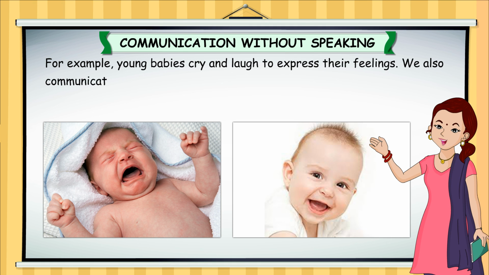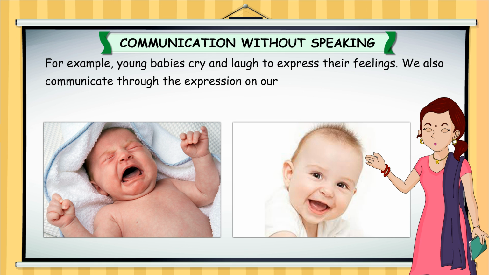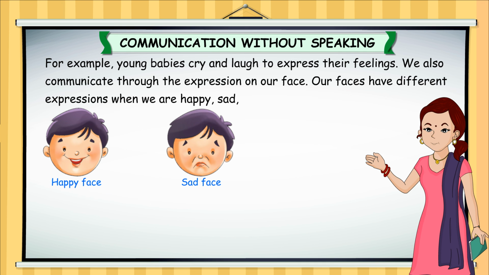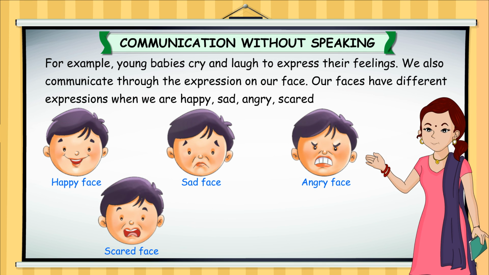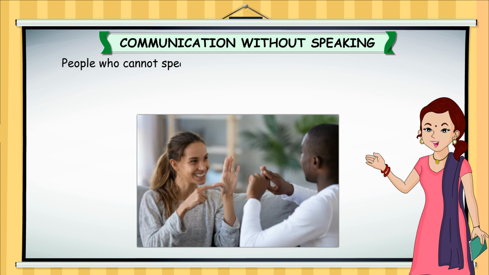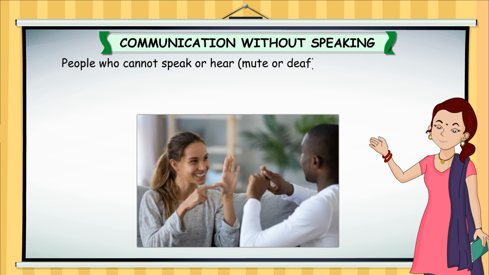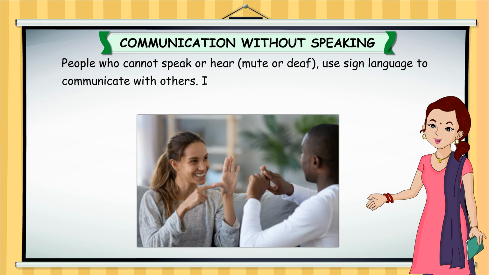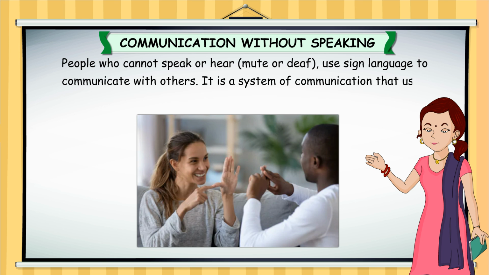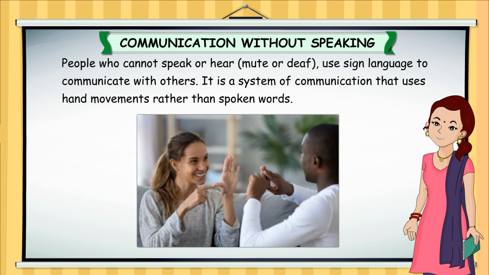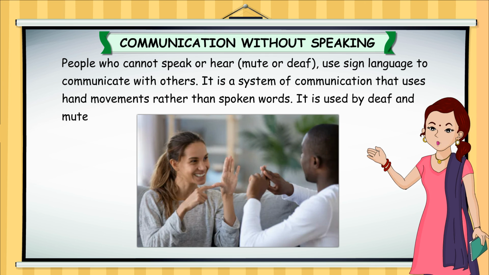We also communicate through the expression on our face. Our faces have different expressions when we are happy, sad, angry, scared, or excited. People who cannot speak or hear, mute or deaf, use sign language to communicate with others. It is a system of communication that uses hand movements rather than spoken words. It is used by deaf and mute people.